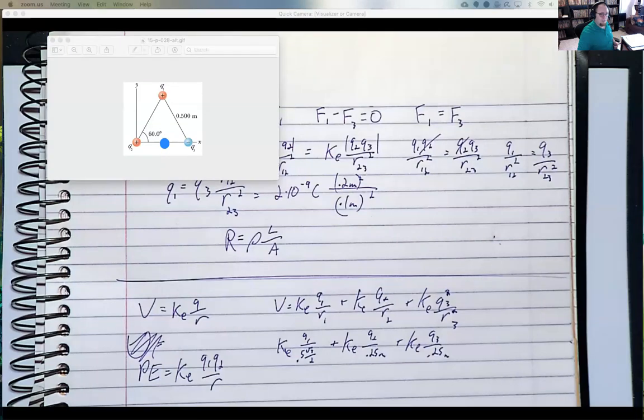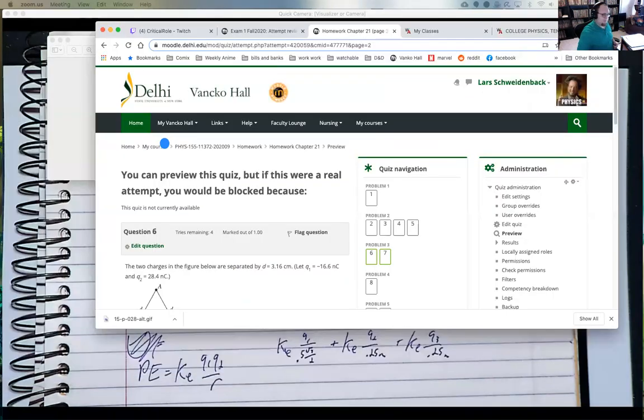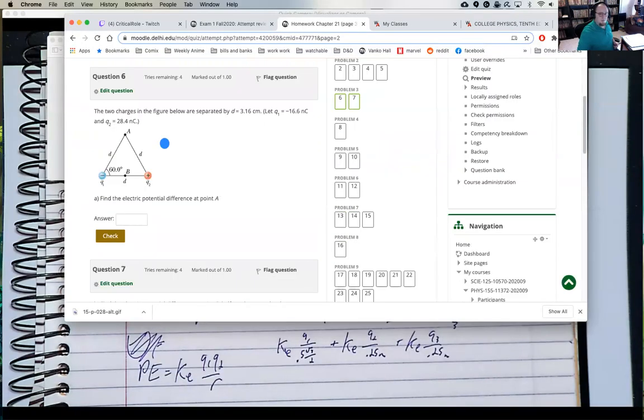Here's one of them. I hate when it does that. Here's one of them, where I asked for the potential at point A and B. And you just don't worry about vectors. You just use KEQ over all in each one.